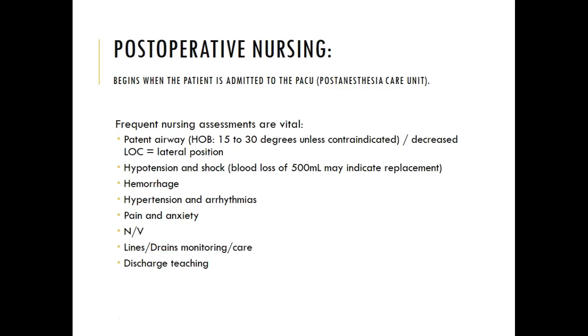Watch for hypertension and shock anytime if there's been blood loss of 500 mLs or more. That should indicate replacement if it was not done in the OR. Typically, labs should be drawn to indicate also if replacement's needed. Hemorrhage, again, is going to go along with shock. Hypertension and arrhythmias should be monitored for. Pain and anxiety, nausea and vomiting.